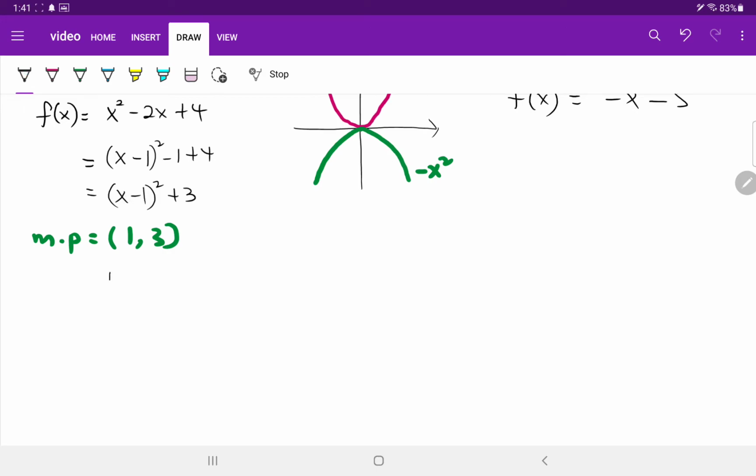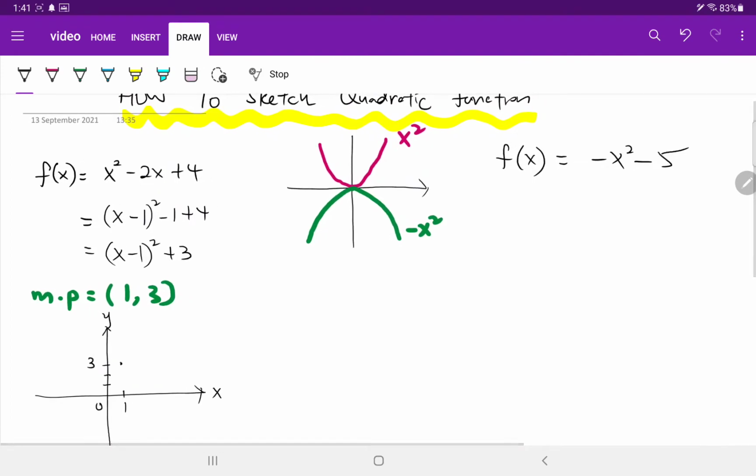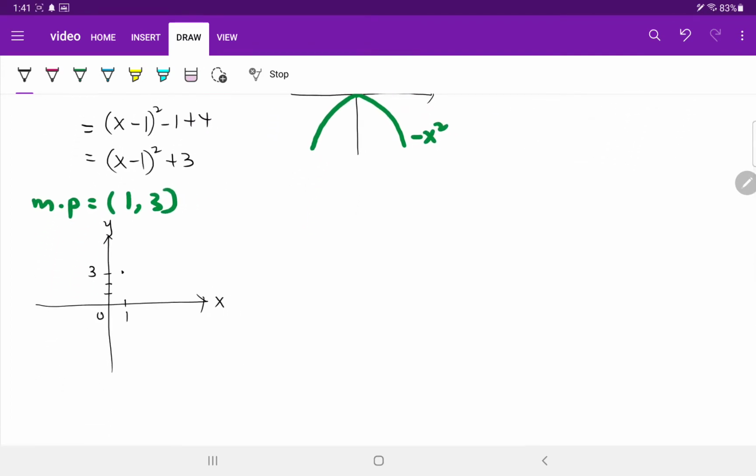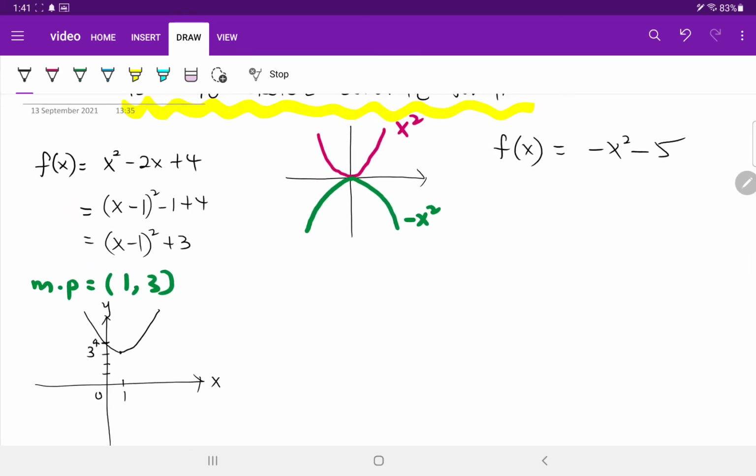So after I get this, I can sketch the graph already. So you plot the point first, (1, 3). Remember to label everything first. Alright, then you come back to the question. This is a positive x squared, so I know the basic shape already. It should follow the red color one. So from this middle point, I expand, then you get a curve. And then you can find the y-intercept by substituting f(0). If you substitute f(0), you should get 4. So you can label your y-intercept. So this is how you get your quadratic graph.